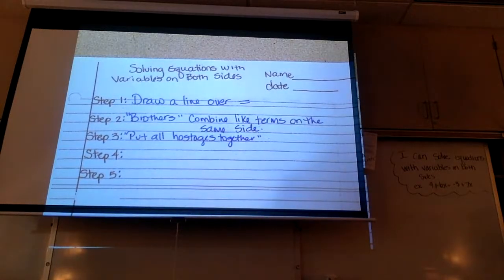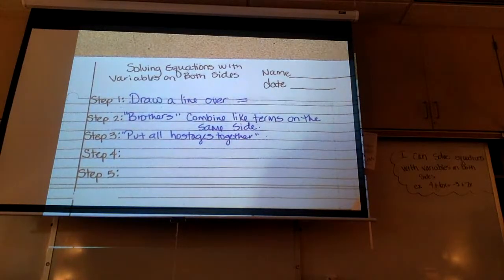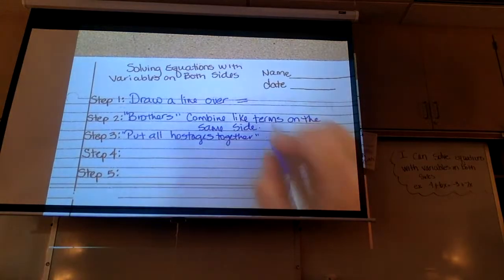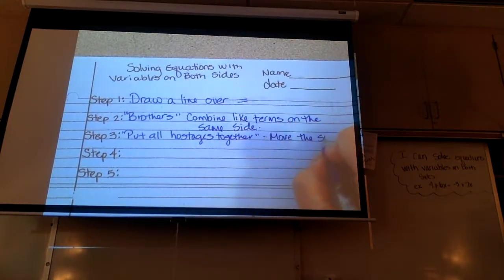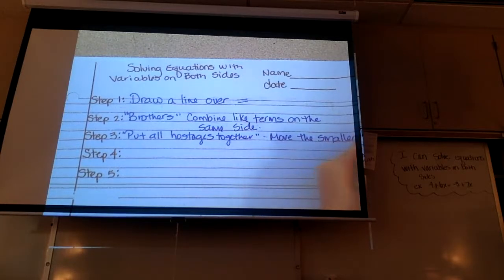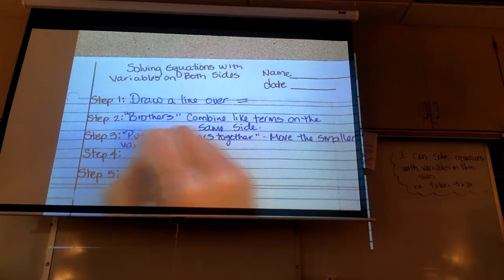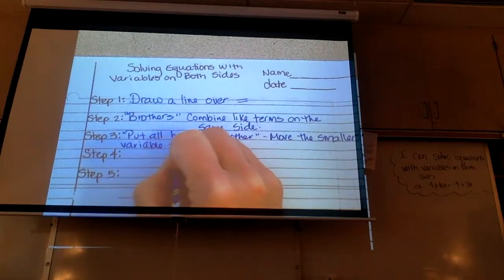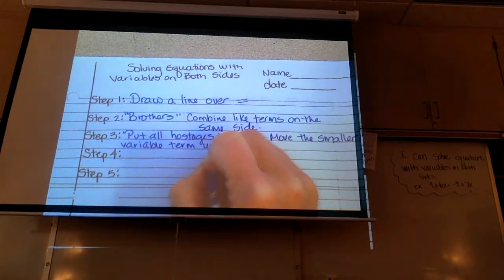So we are going to move the smaller variable term using addition or subtraction. Move the smaller variable term using addition or subtraction.